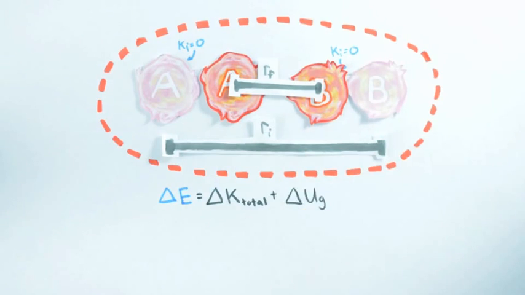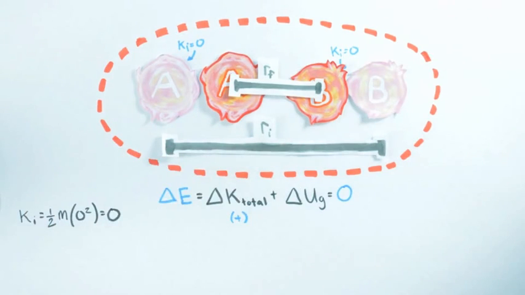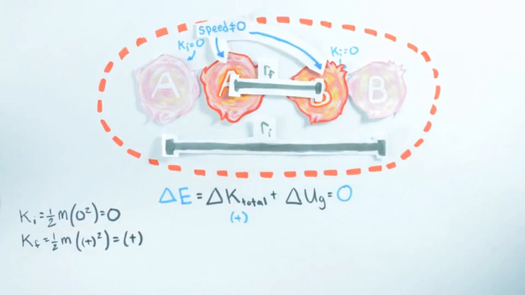Now, as we said, the sum of these changes must be 0. And moreover, we see that delta K must be positive. This is so because the initial kinetic energy of the stars is 0. They're not moving. But later, the stars are moving, so the final kinetic energy is non-zero. So final minus initial of the total kinetic energy gives us something that's non-zero and positive. Now, if that is so, then this must mean that delta U_G, the change in gravitational potential energy, must be negative. Let's see if that is so.